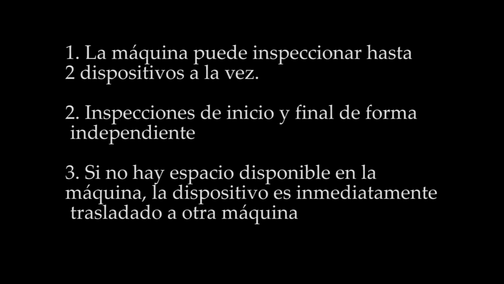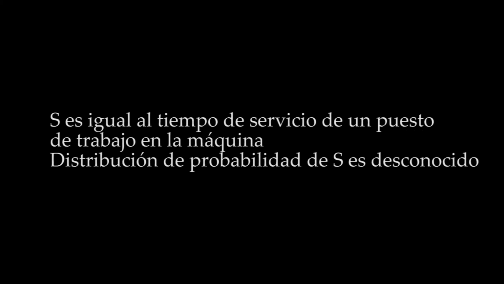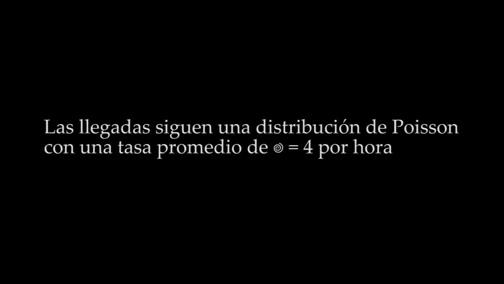A machine can inspect up to 2 devices at once. Inspections start and end independently. If no space is available on the machine, the device is immediately moved to another machine. Further, assume that this machine can process up to 2 devices simultaneously, which doesn't necessarily need to start at the same time. The length of time the machine spends processing a job is highly variable, as different jobs may have different inspections required. In this problem, let S equal the service time of a job on the machine. There are many production lines that feed into the inspection machine, and the arrival of devices for inspection follows a Poisson distribution with an average rate of 4 per hour.